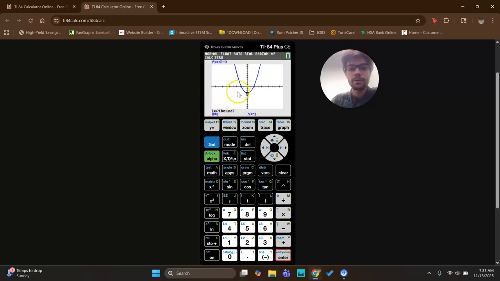Left bound. I want to find this left 0 first. So to go left of it, let's go up here. Alright, we're left. Then right bound. I want to go right of it. Our 0's here. Right of it. Guess. I'm going to guess right about there.